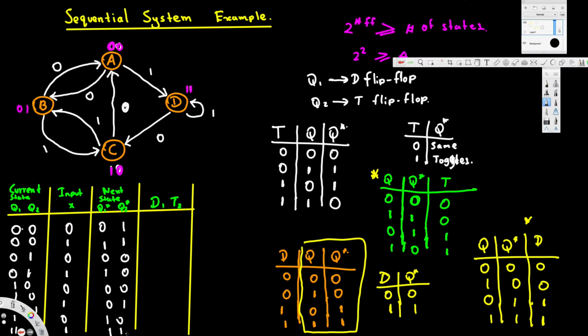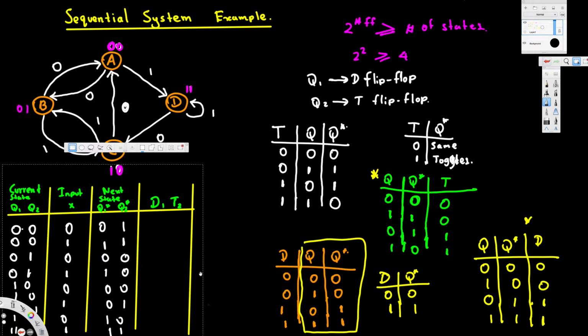Okay, now here we have all these states. I should have written it on top. Let's copy the same thing on top. I'm going to just copy and paste it right here, because we cannot see the things down there.